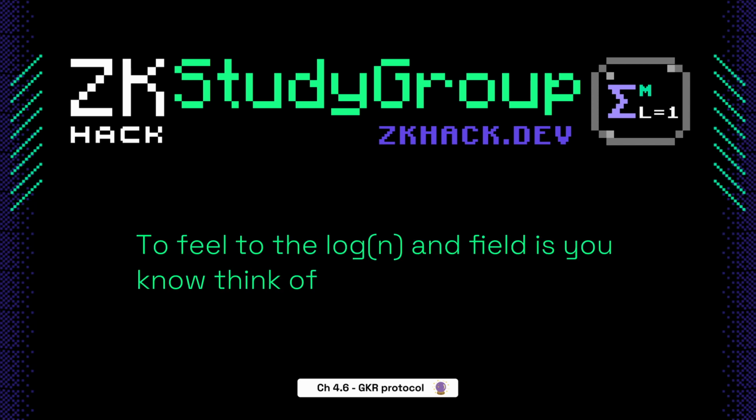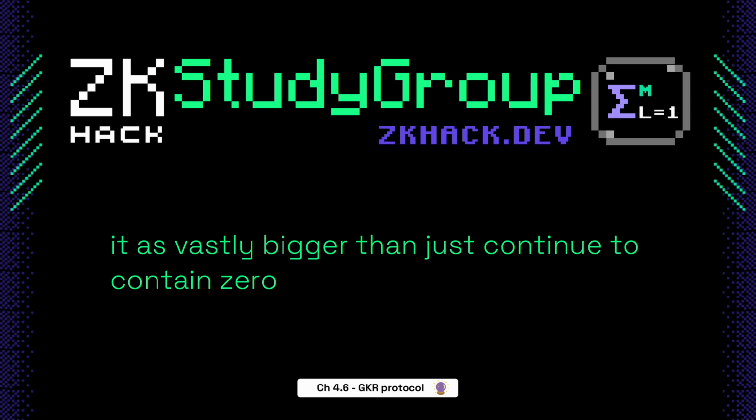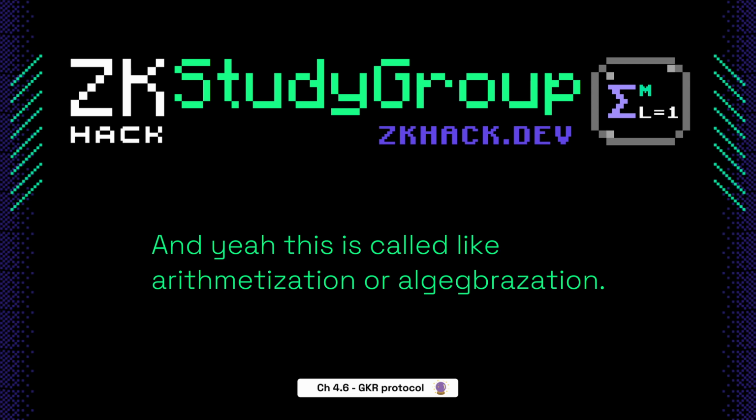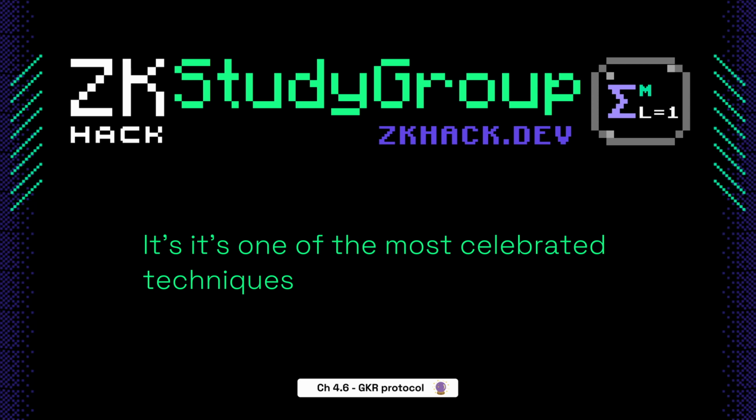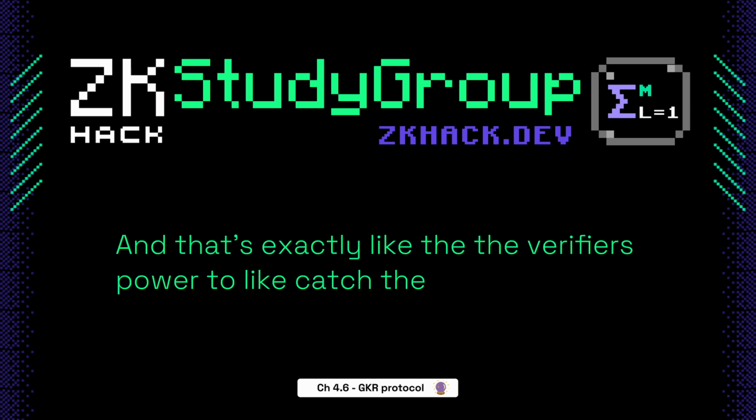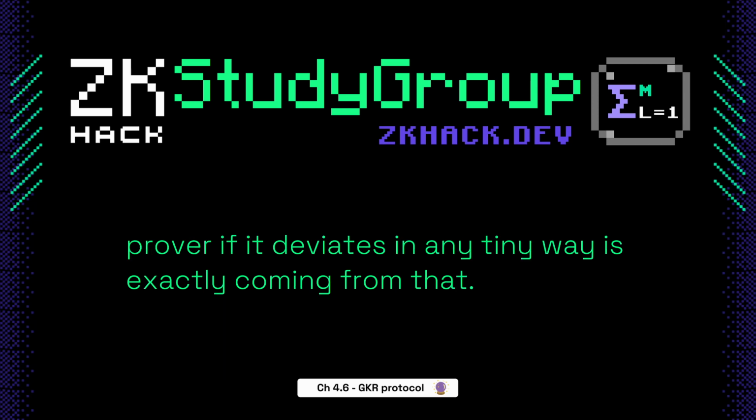And the field is vastly bigger than just containing 0, 1 and a bunch of other field elements. This is called arithmetization or algebraization. It's one of the most celebrated techniques in all of theoretical computer science. And that's exactly where the verifier's power to catch the prover if it deviates in any tiny way comes from.